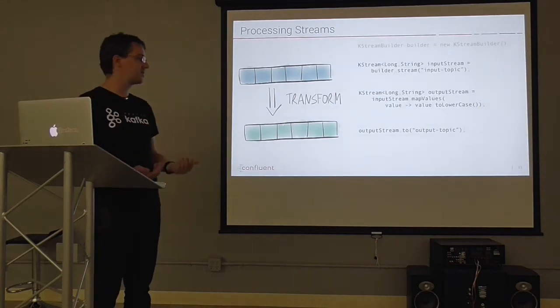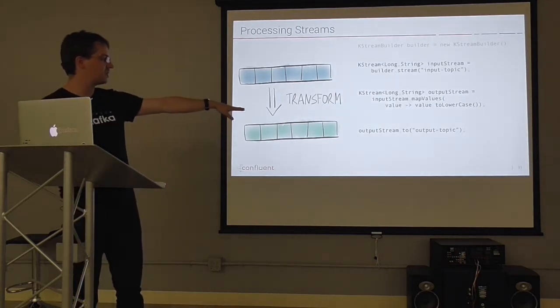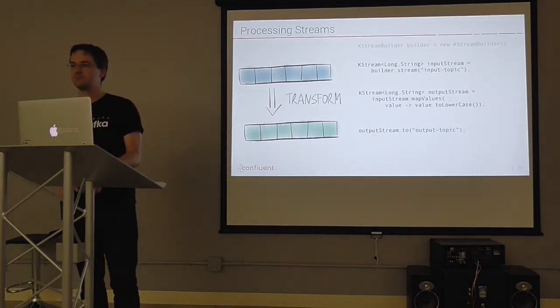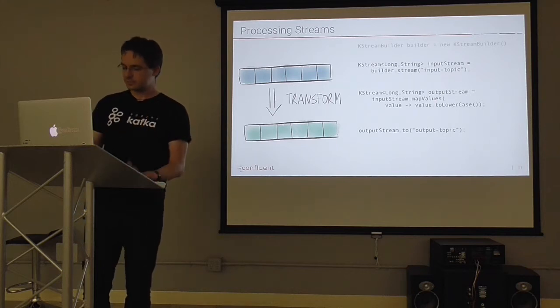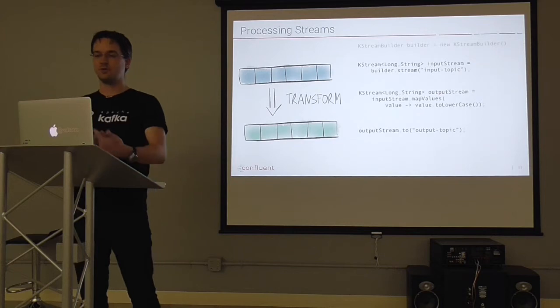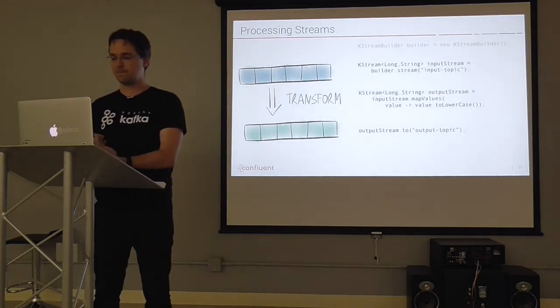And then finally, in this example, we write it back to a Kafka topic. So we say output stream.2, we specify the topic name, and we write it back. And that's very simple transformations on a stream. You start with a stream, you transform it, you get a stream, and you can write it back.